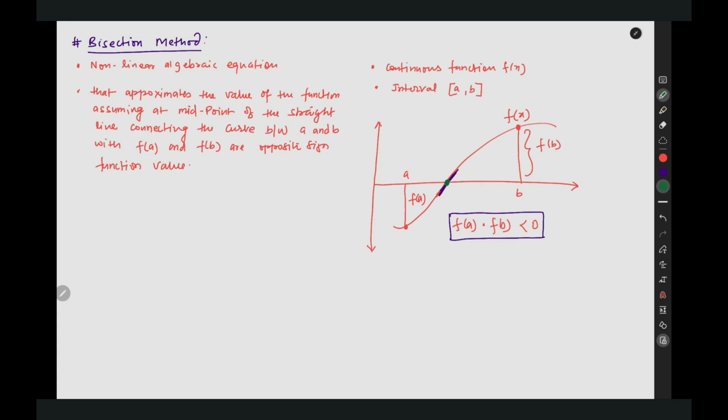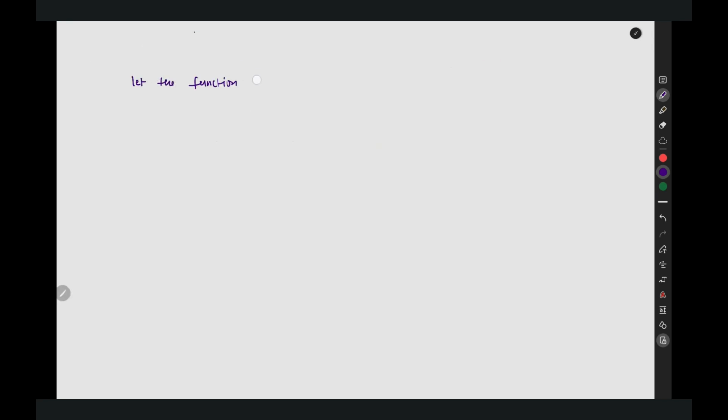Now according to bisection method, it will draw a straight line between the a and the b point and the midpoint is the new root which is closer to the real root of the equation. So x is defined as (a + b)/2. So now we will understand this method with the help of example. Let the function f(x) equal to x cube minus 4x minus 9 equal to 0. We have to solve using bisection method up to third iteration.